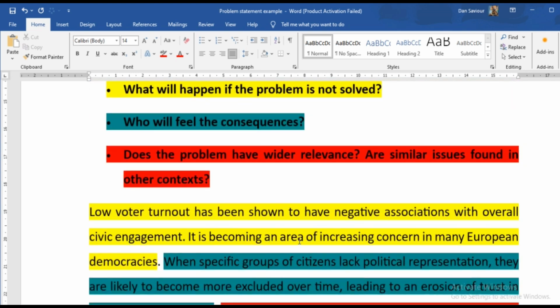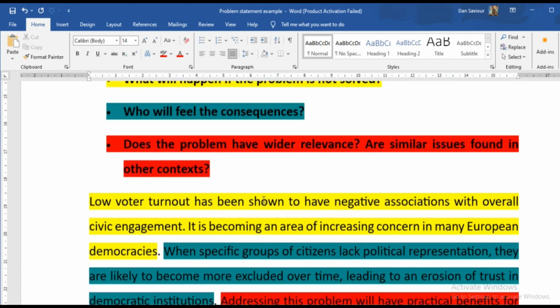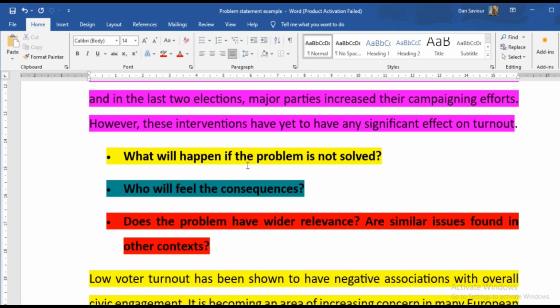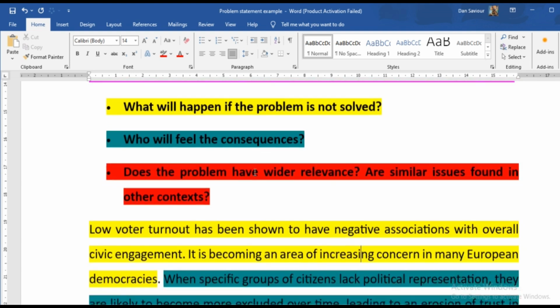It is becoming an area of increasing concern in many European democracies. So you see that this is actually a problem, right? It's a problem, and we have actually tried to provide a statement based on this question: what will happen if the problem is not solved?